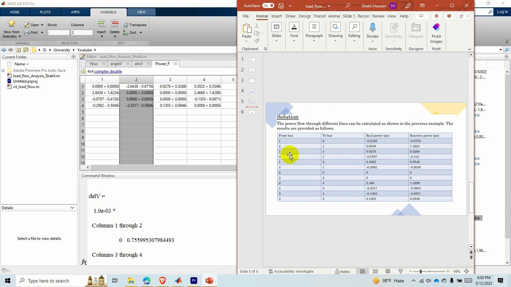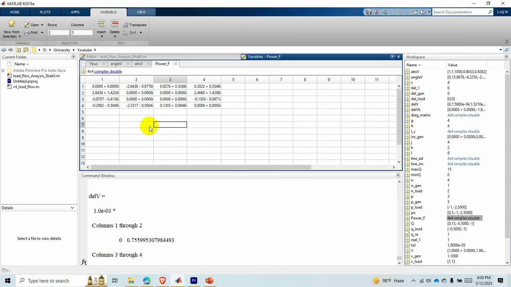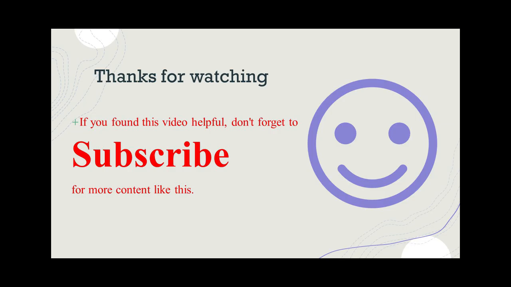For 1-3 the real power is 0.9267, sorry, 0.9276, and the reactive power is 0.5268. So the code is absolutely all right. You can use this code for calculating the load flow analysis.